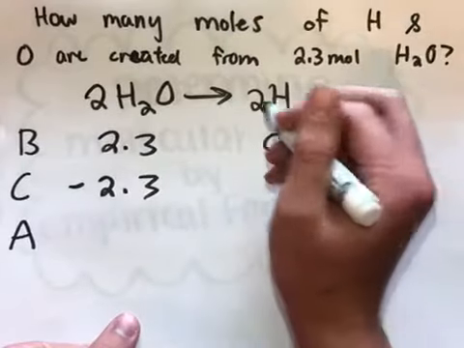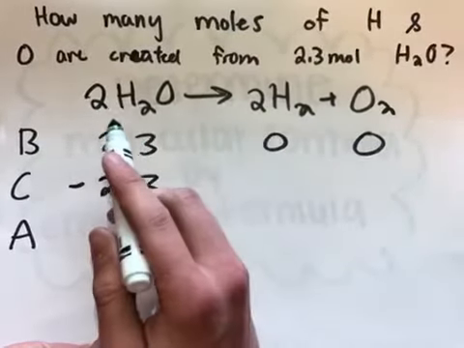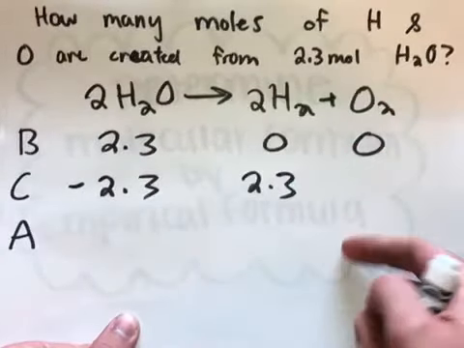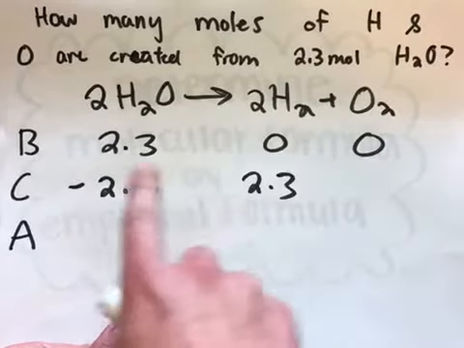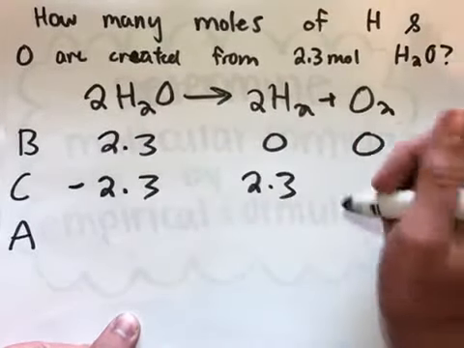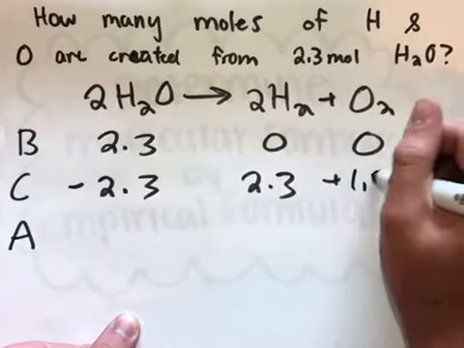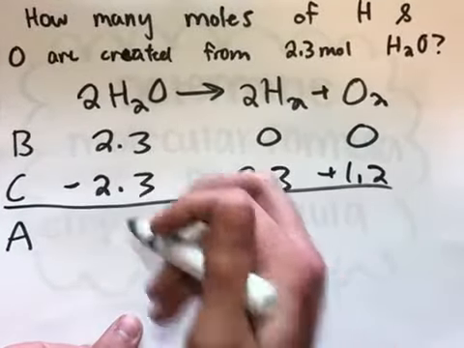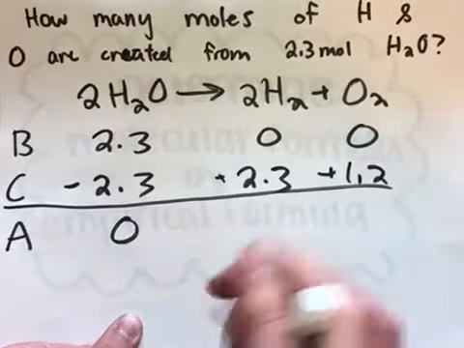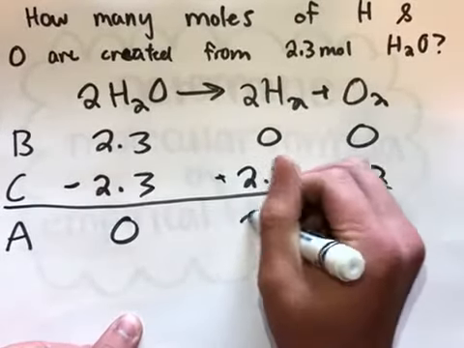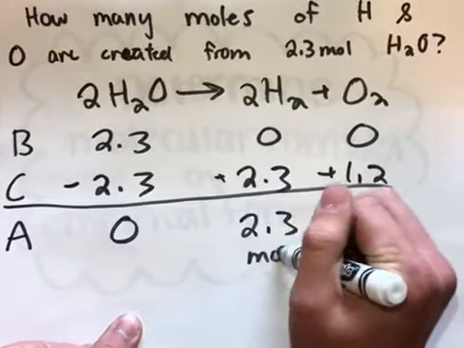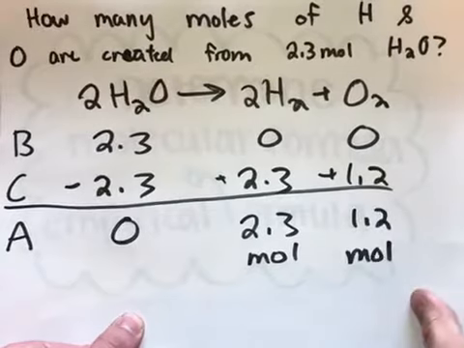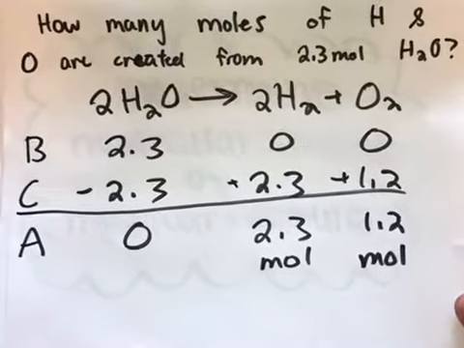And then because there's the same amount of H2 as there is H2O, because there's a 2 and a 2 there, you put plus 2.3 for the H2. But for the O2, there's only 1, which means that you have to do a ratio of 1/2. So you do plus 1.2. Then you do all the addition and subtraction. So there's 0 H2O left, and there's now 2.3 moles of H2 and 1.2 moles of O2. That is how you do a BCA table.